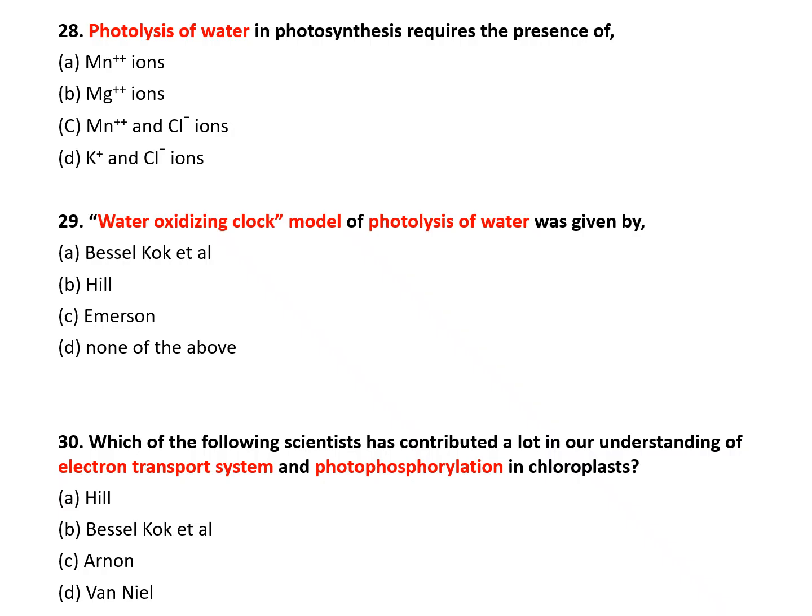The next question, number 28. Photolysis of water in photosynthesis requires the presence of: option A, manganese ion; option B, magnesium ion; option C, manganese and chlorine ion; option D, potassium and chlorine ion. The correct answer is option C, manganese and chlorine ion, and also calcium ion.